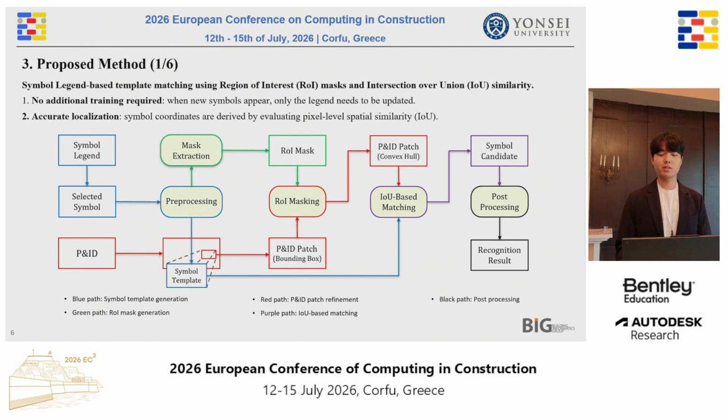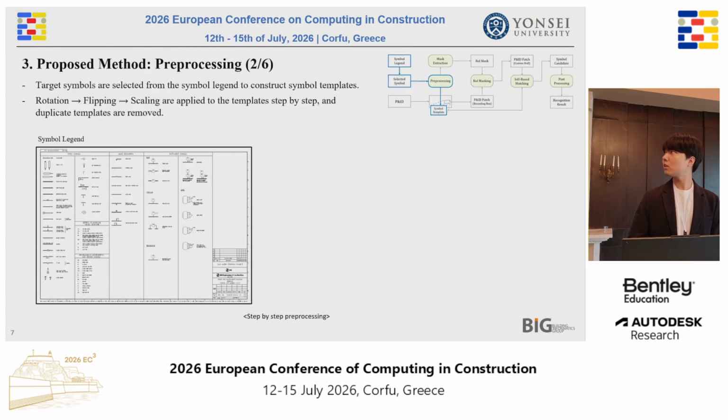To overcome these limitations, we propose symbol legend-based template matching using region of interest masks and intersection over union similarity. It has two key ideas. First, no additional training is required. When new symbols appear, we just need to follow the legend. Second, accurate symbol coordinates are derived by evaluating pixel-level spatial similarity. This flowchart shows the overall pipeline, and I will explain more on the next slides.